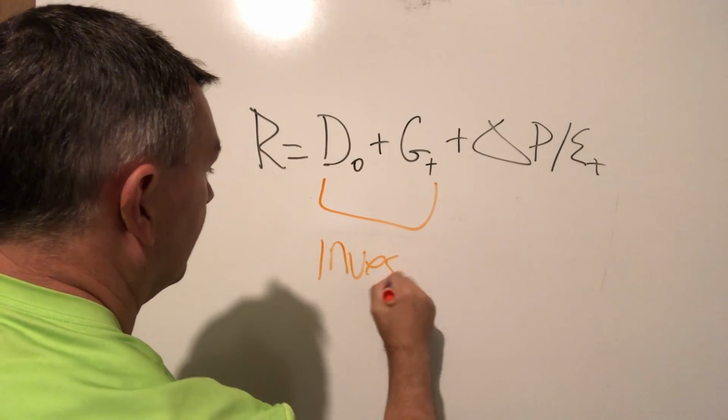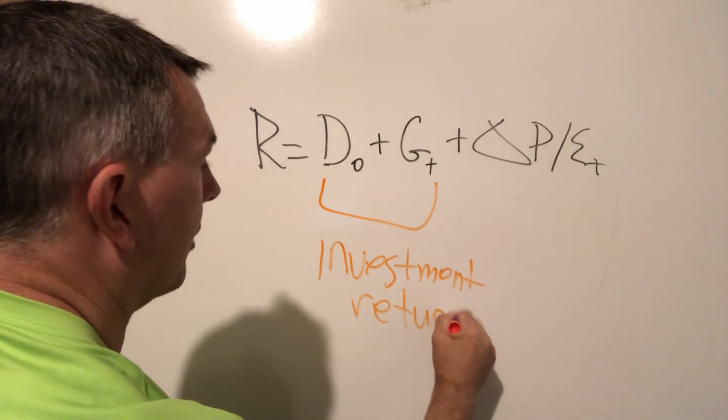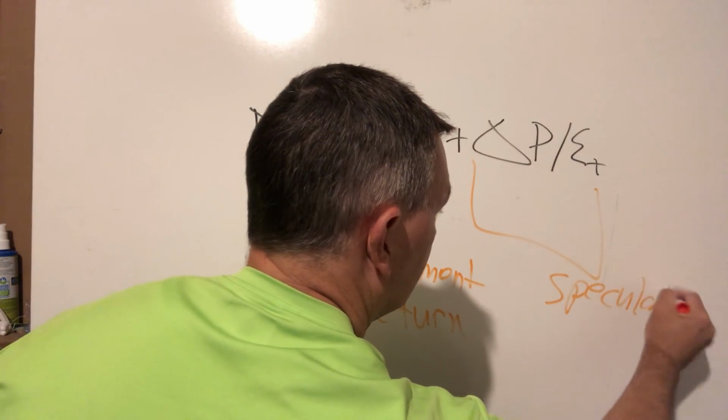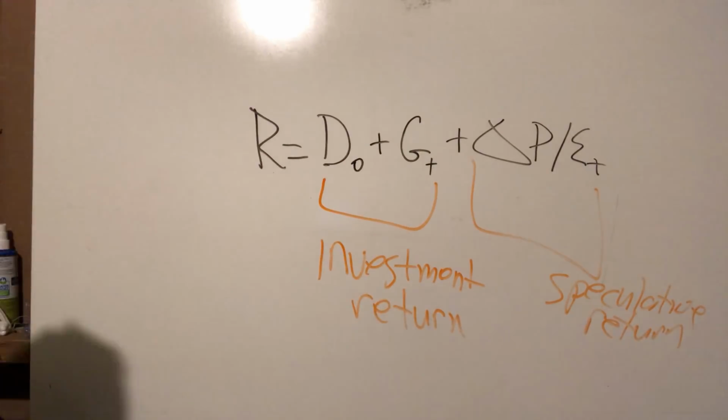Investment return from the business model, speculative return. Essentially a gamble. Speculation is a gamble. That's what it is. All right, so let's keep going.